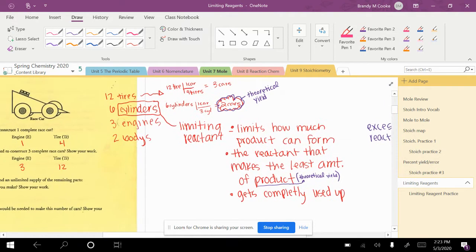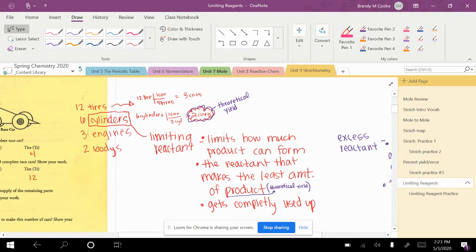So what this means now is when we do a stoichiometry calculation, we're going to have to draw 2 charts, just like we did here. We're going to get 2 answers, but only one of them will be my theoretical yield. How do we know which one? It's the smaller number. The smaller number is my theoretical yield because it's who the limiting reactant makes.